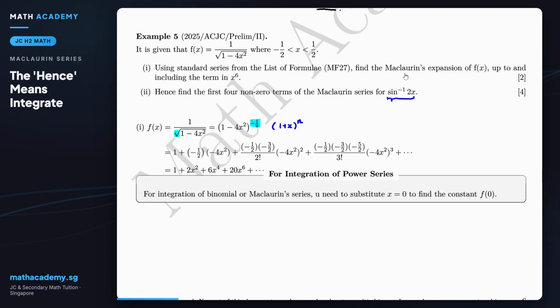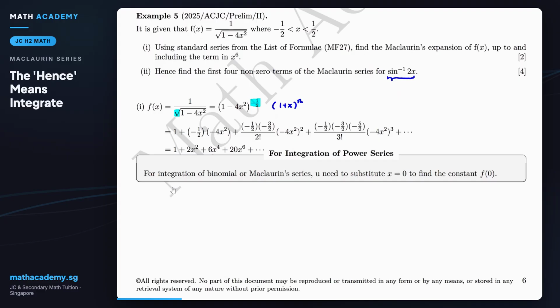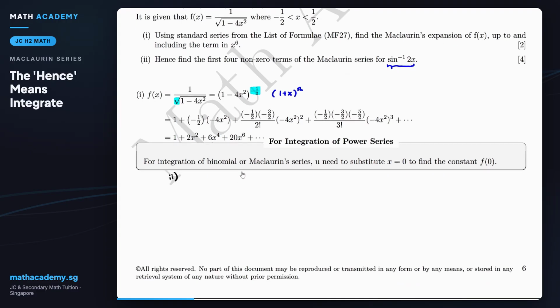It's a "hence" question again. Okay, so you've got to see it this way. What will happen if I differentiate sine inverse? Okay, let me write part 2 below. We view it as differentiation first, later we will relate together. If I try to differentiate sine inverse 2x, what's the result of this? It will be related to your f(x) above.